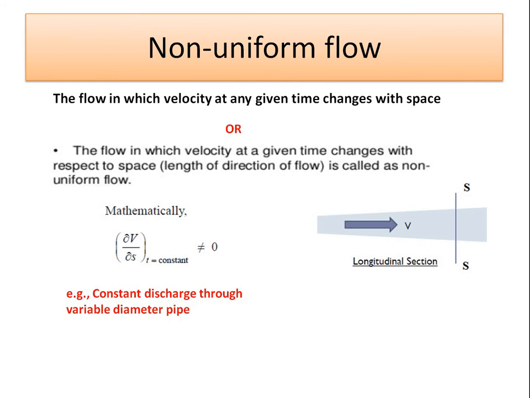For example, varying cross-sectional area of a pipe. In that direction, if the flow direction position changes, its velocity will go on changing. That is, according to position, velocity of fluid flow is changing.